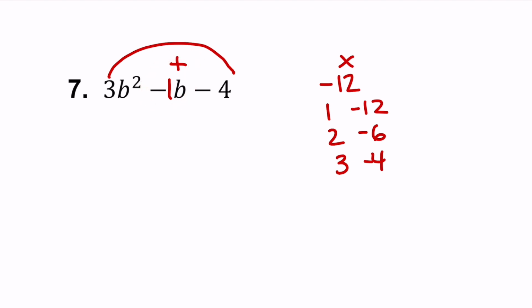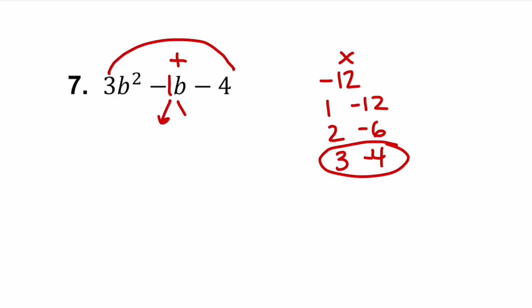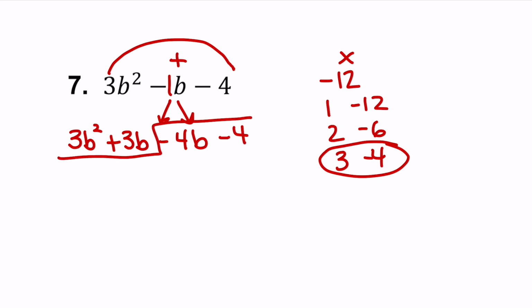Now, if I look at these numbers, the two that add to be a negative 1 would be a 3 and a negative 4. So I'm going to uncombine the like terms. I have 3b squared plus 3b minus 4b minus 4. I add in my lightning bolt.